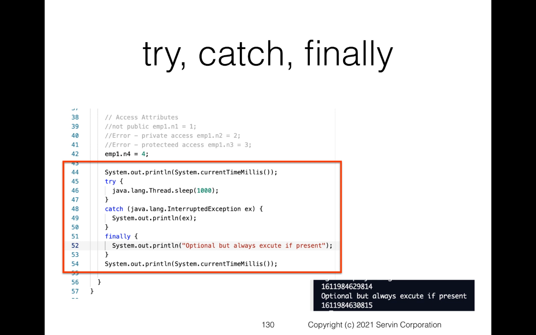So at line 46, java.lang Thread.sleep. I'm going to the package java.lang. There's a class called Thread, and the class called Thread has a method called sleep, where you give it the milliseconds that you want to sleep. So here I'm sleeping for 1,000 milliseconds. However, to do this, you have to put it inside a try and provide a catch at line 48.